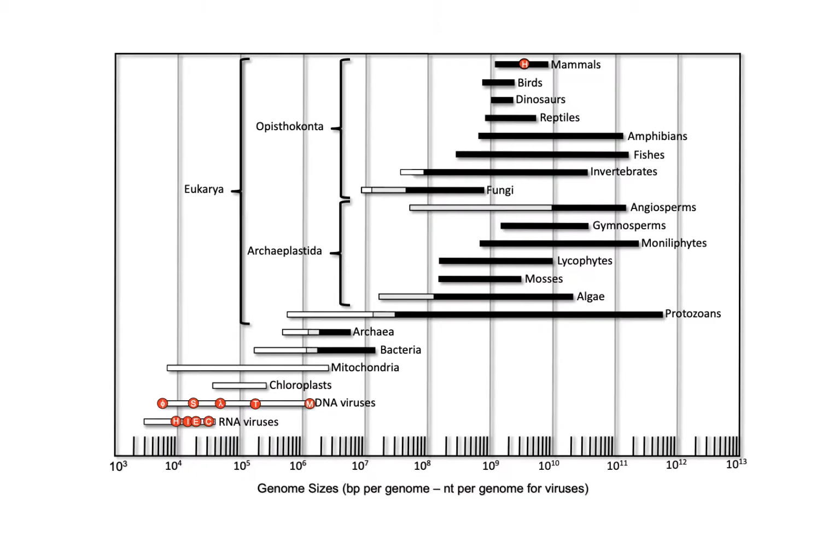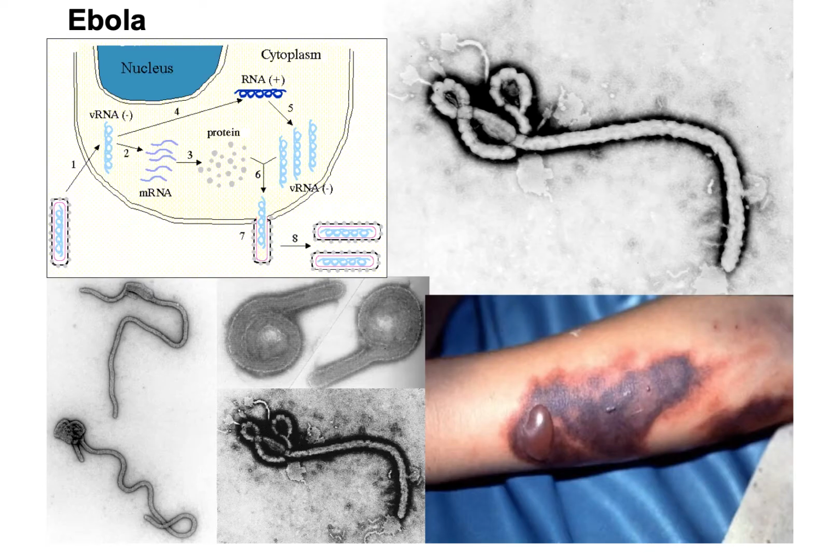So I've talked about two RNA viruses so far, HIV that has about a 9,000 nucleotide genome, and influenza A with about a 15,000 nucleotide genome. So next I want to talk about Ebola and then coronavirus.